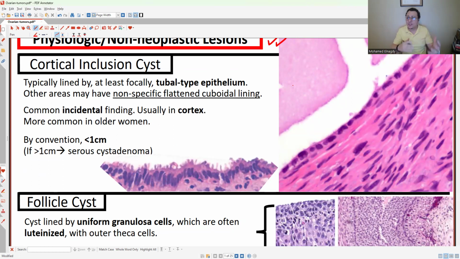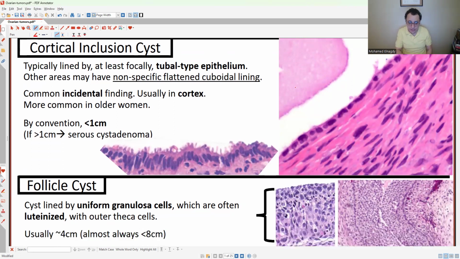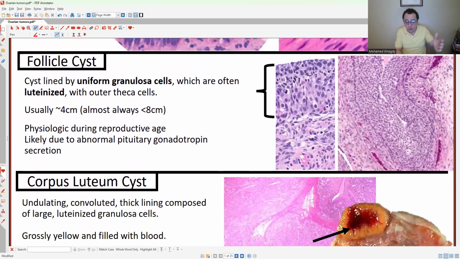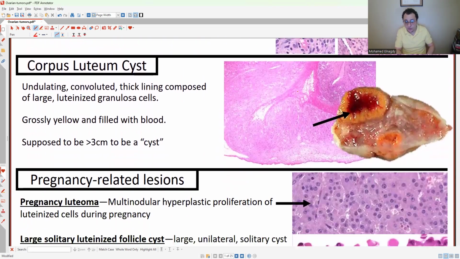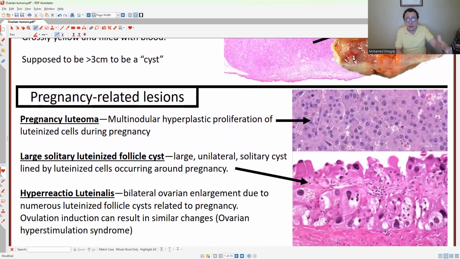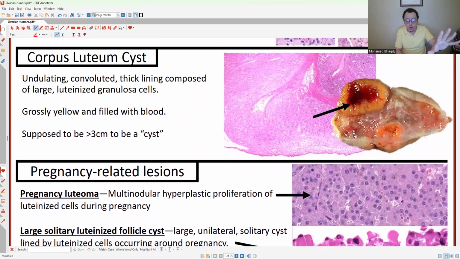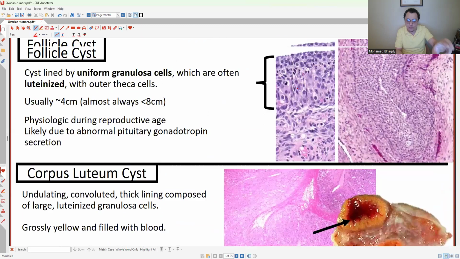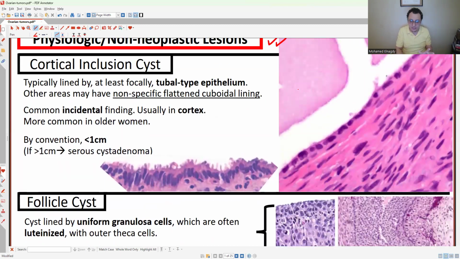So we have some of the benign cysts which might exist in the ovary, including the cortical inclusion cyst, the follicular cyst, and the corpus luteum cyst, which is always or nearly always hemorrhagic. They sometimes call it hemorrhagic corpus luteum cyst, and there are some pregnancy-related lesions. I won't go over them. I will leave them to you to read, but I will go over the 3 benign cysts.